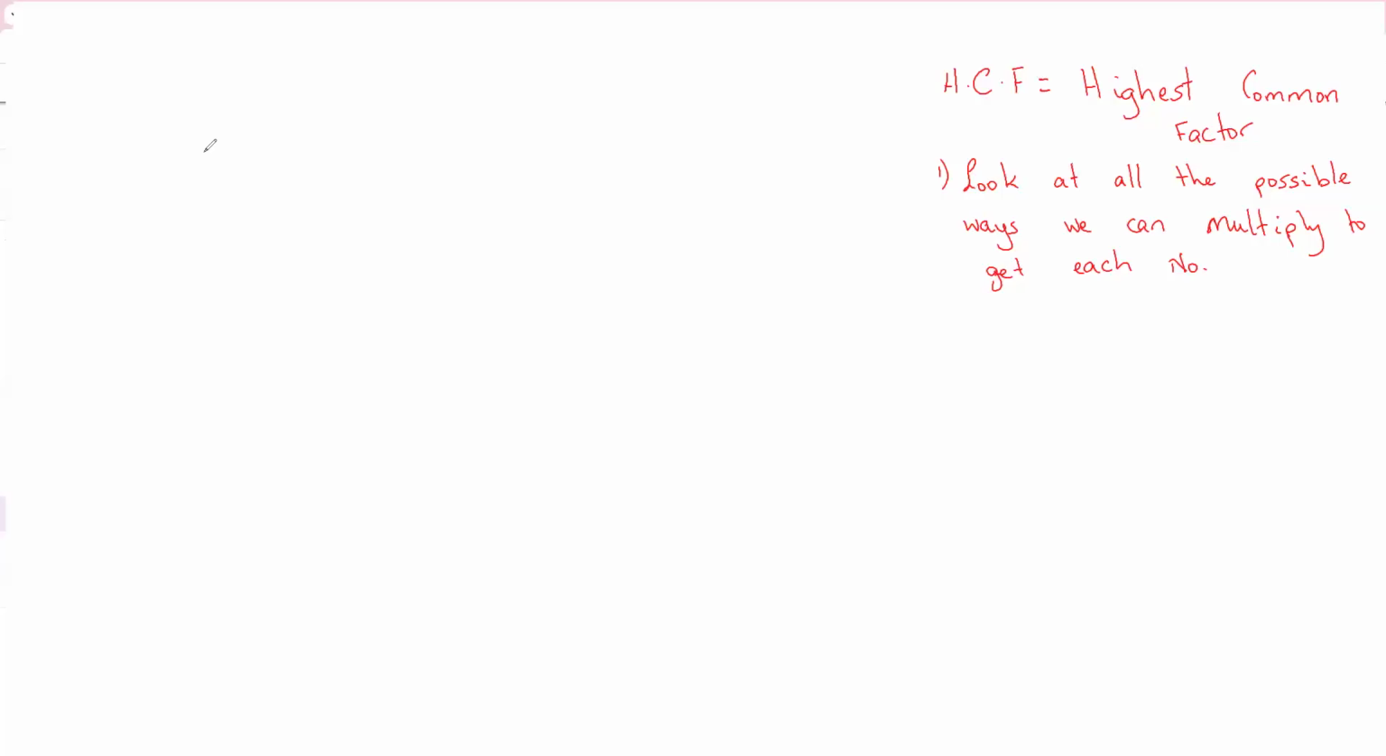Remember, it could be more than two. You could even see terms as well. So let's say they gave us 18 and 24. They asked us, find the HCF of 18 and 24. So you're going to take each number and find all the possible ways we could multiply to get it.